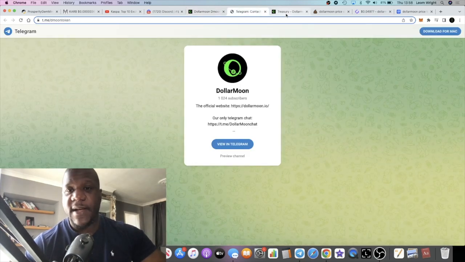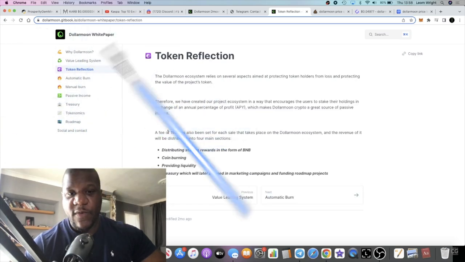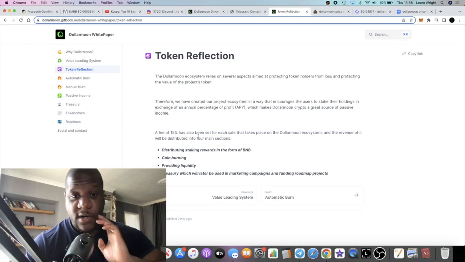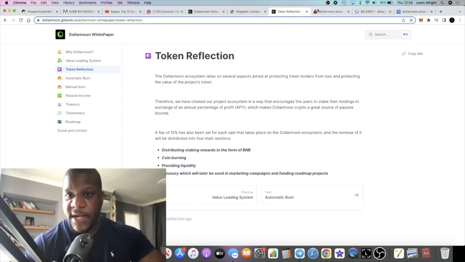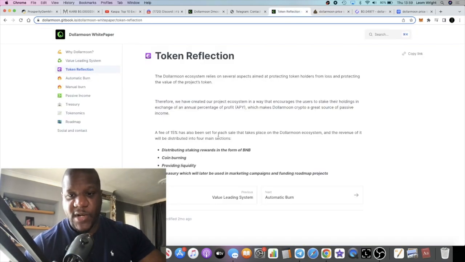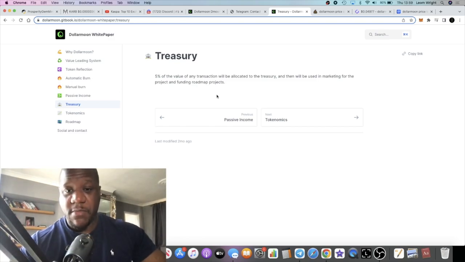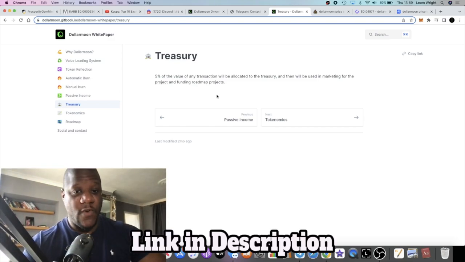And in the white paper, it does have a little bit more about the tokenomics. If we go to the token reflection, there's a 15% fee on the sell, and a 12% fee on the buy, if I remember correctly. So it's 12% on buys, 15% on sells. And that 15% is distributed into four sections. 2% to the BNB rewards, there's a coin burn, some of it goes to liquidity, and there's a treasury. I believe 5% goes to the treasury, which is then used for marketing and I guess buybacks and things like that. I'm funding the roadmap, it says here.